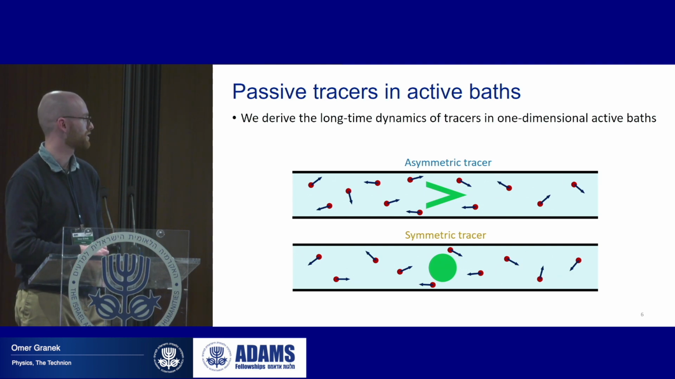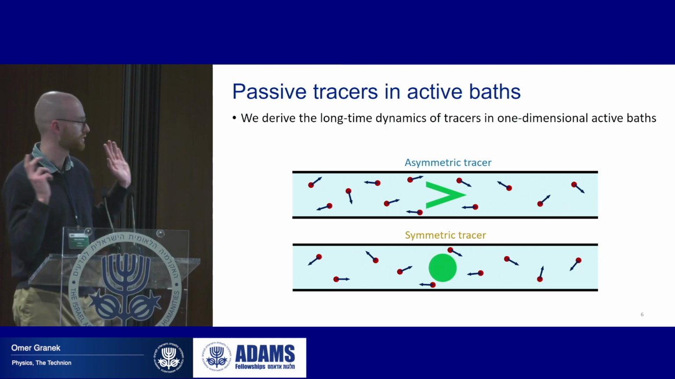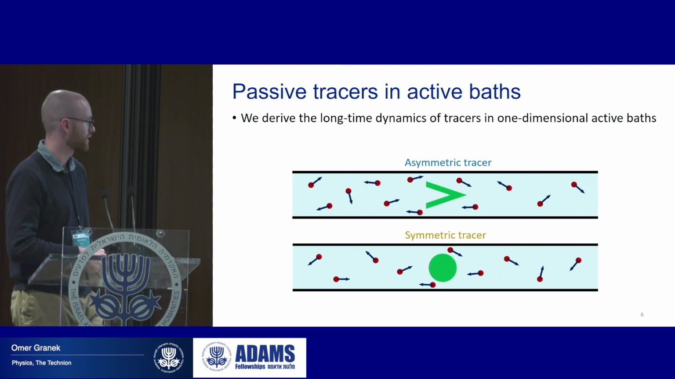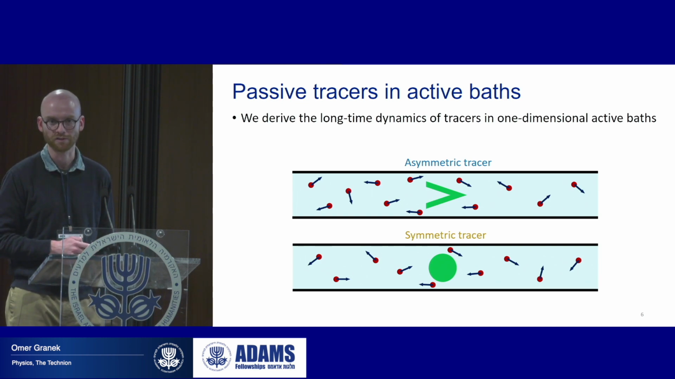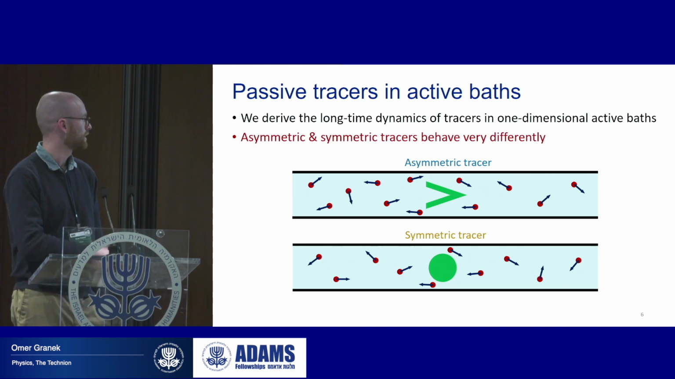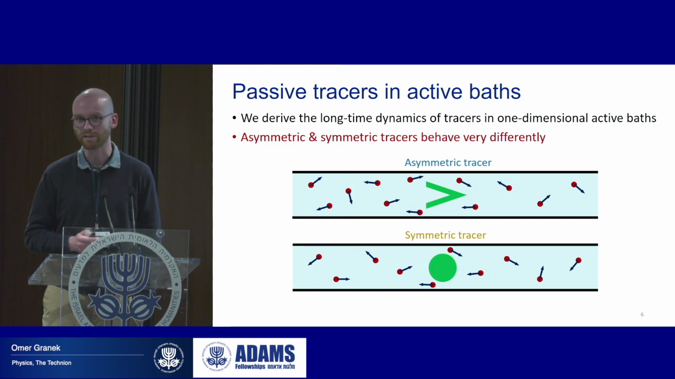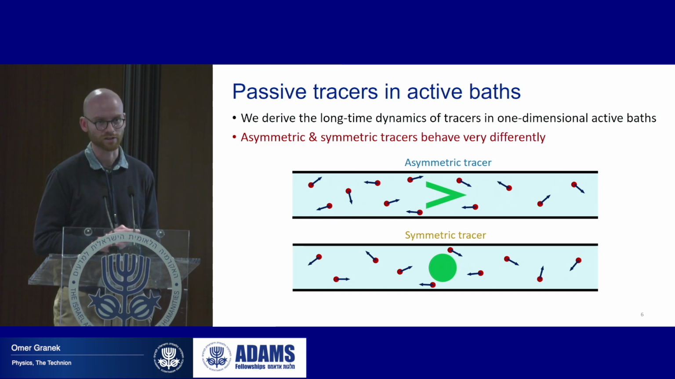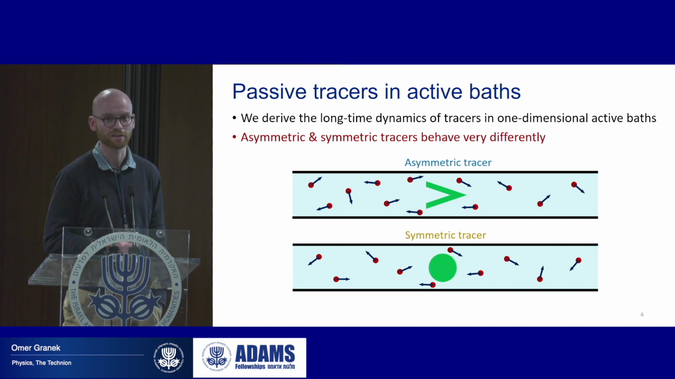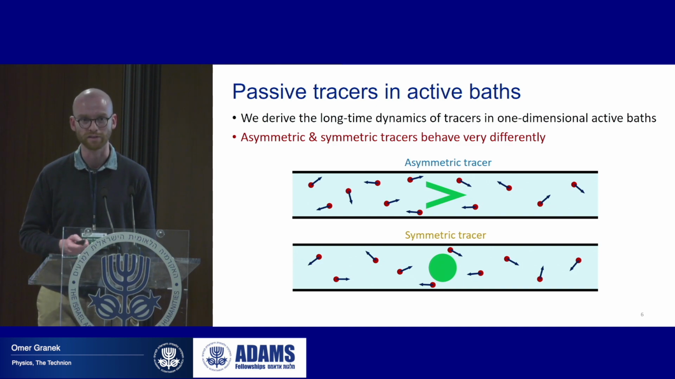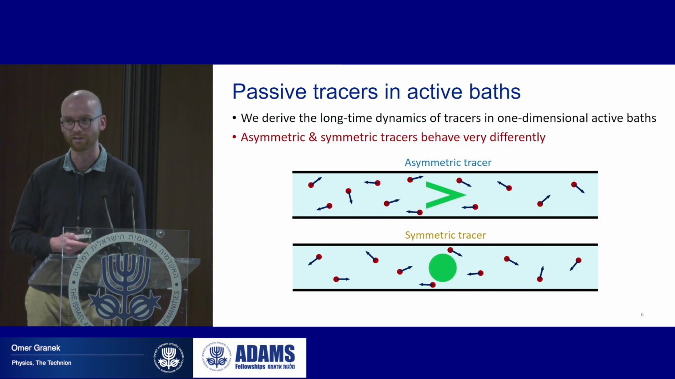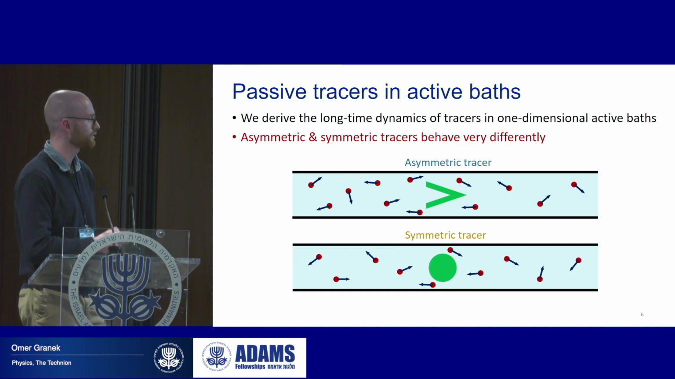And we consider both the general case of an asymmetrically shaped tracer of some arbitrary shape and the somewhat singular case of a completely symmetric tracer. And what we find is that the tracer symmetry is crucial for its long-time dynamics. The symmetry dictates the fluctuations. Not only quantitatively, the numbers, but it dictates the scaling behavior of this fluctuation, the qualitative behavior. So this is the main result.